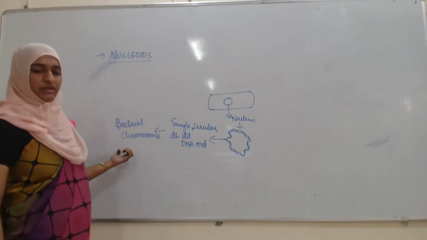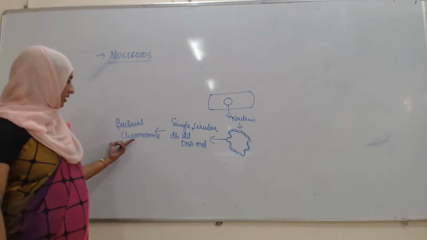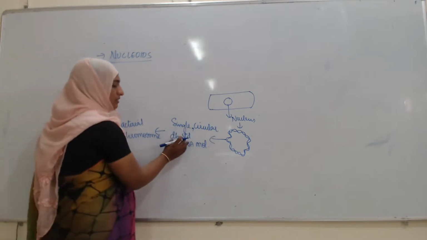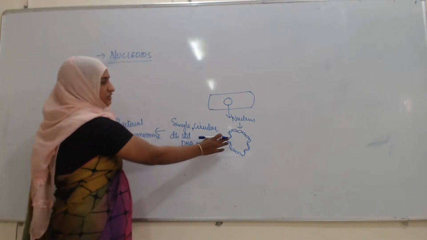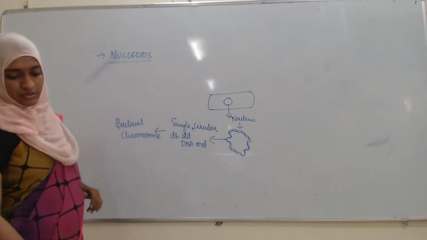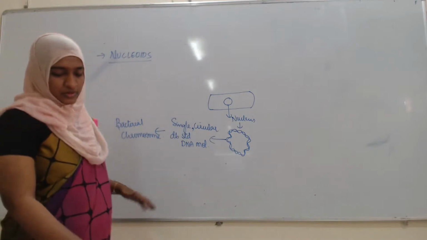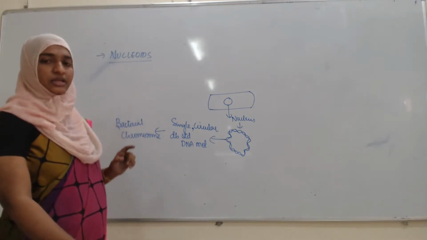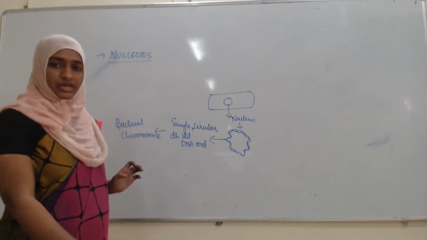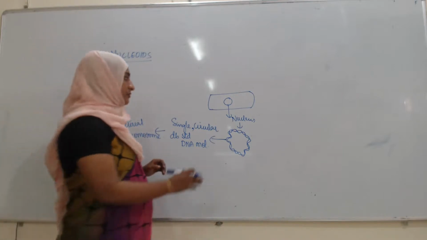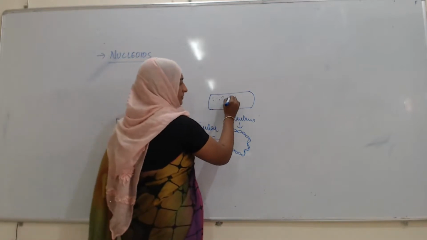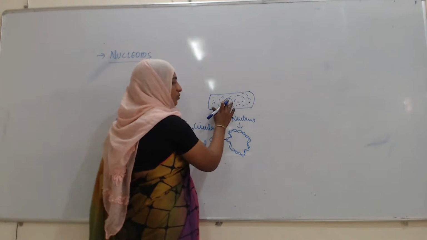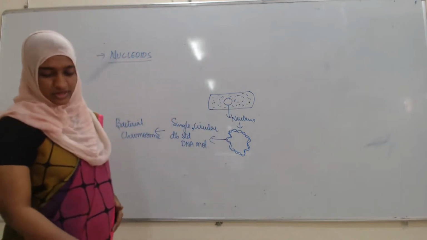Sometimes they will ask for 1 mark: what do you mean by bacterial chromosome? That means the single circular double-stranded DNA molecule which is present in the bacterial nucleus. Here it is not separated from the cytoplasm because the nuclear genetic material is in a prokaryotic cell. That is the reason it is present in the cytoplasm, not differentiated into a nucleus with a nuclear membrane.